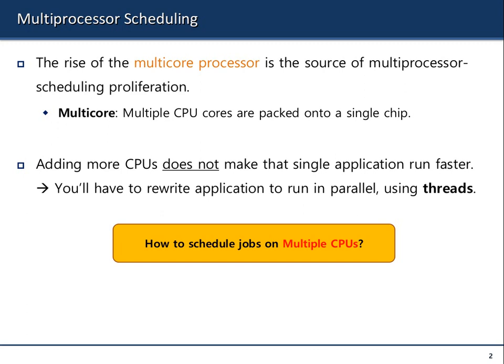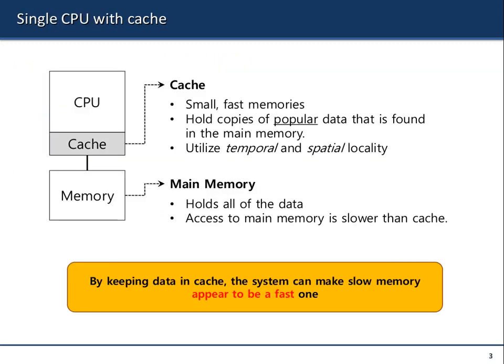How do you schedule jobs on multiple CPUs? Now, merong mga details na nagko-complicate sa CPU scheduling if you have multiple processors. The first one is caches. Okay, so it has something to do with the architecture level, right? So you have the, of course, you know that already.